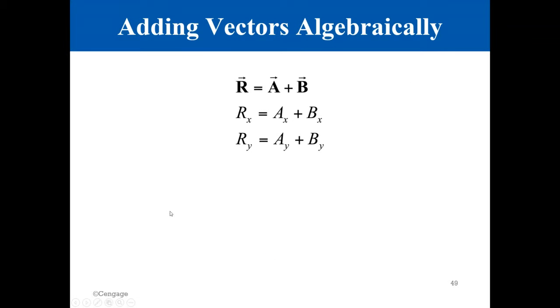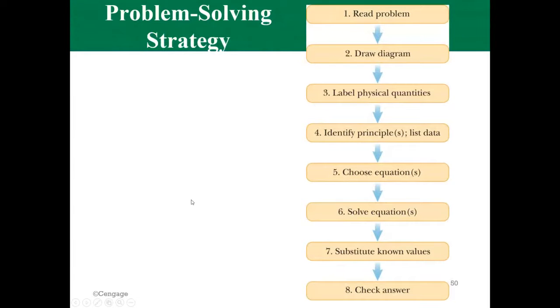So to add vectors, you can do that graphically, as I explained, or you can do that analytically by decomposing the vectors. If you decompose the vectors, you add the x components together, AX plus BX to give you RX, and AY plus BY to give you RY. Then you say R equals the square root of RX squared plus RY squared.